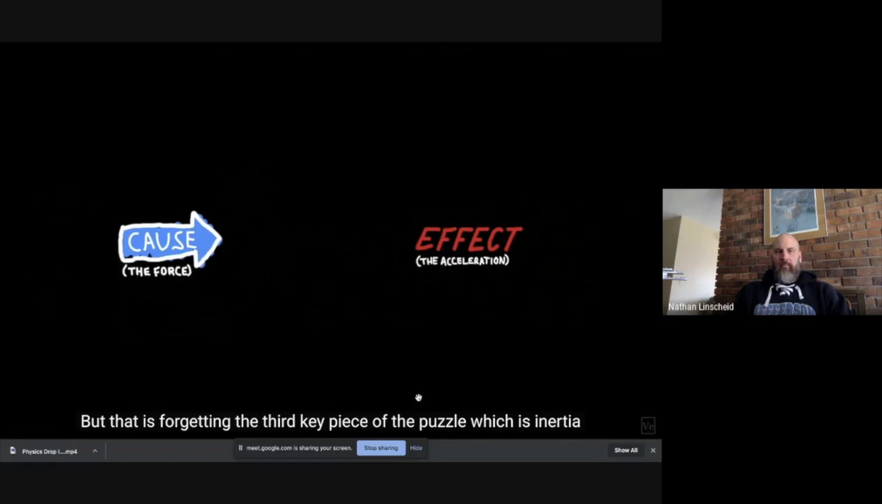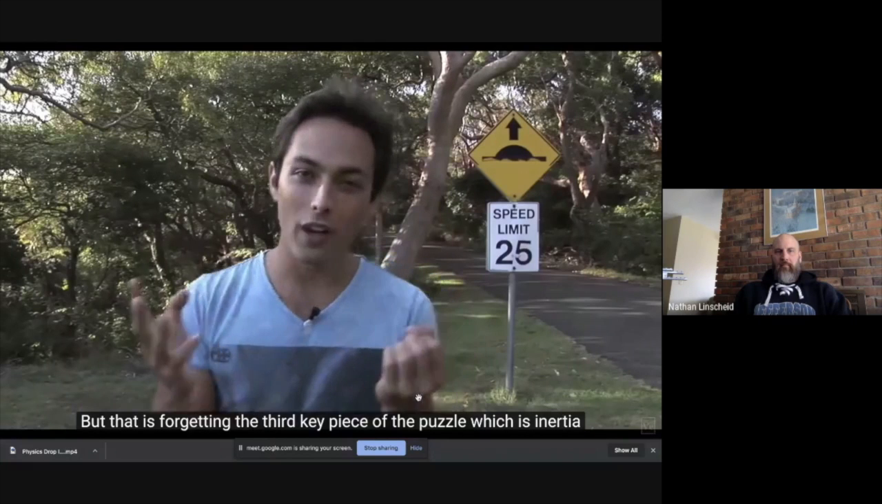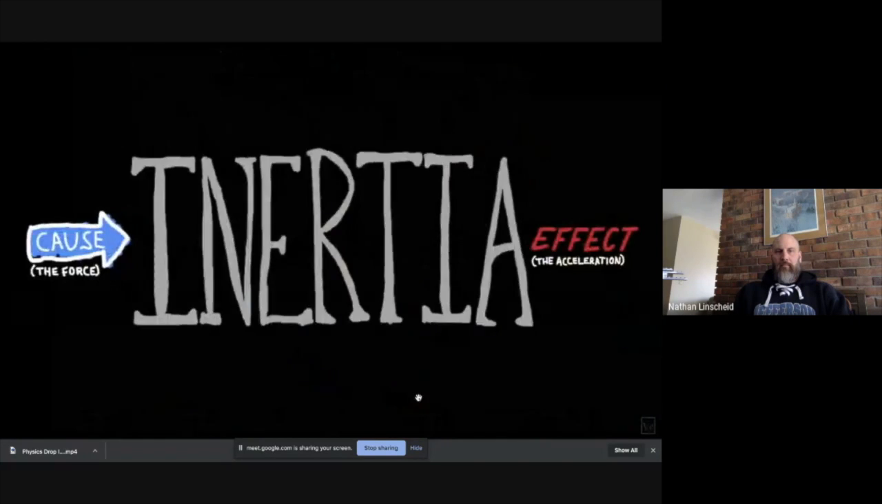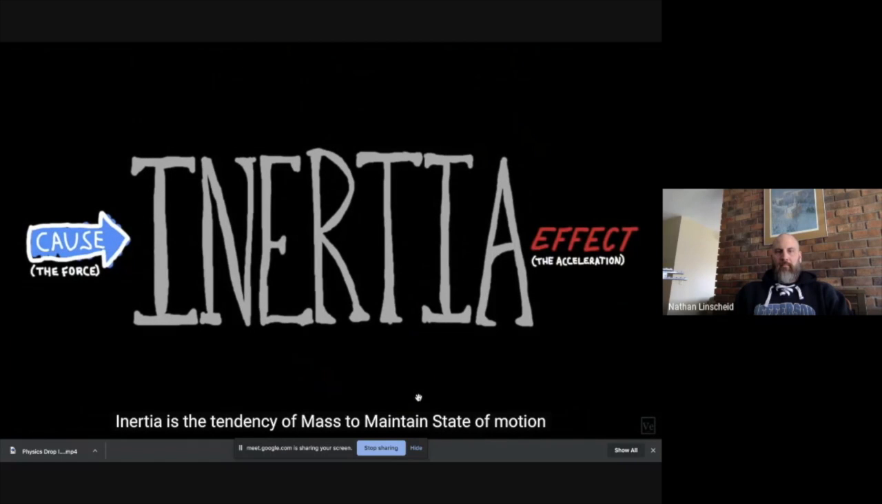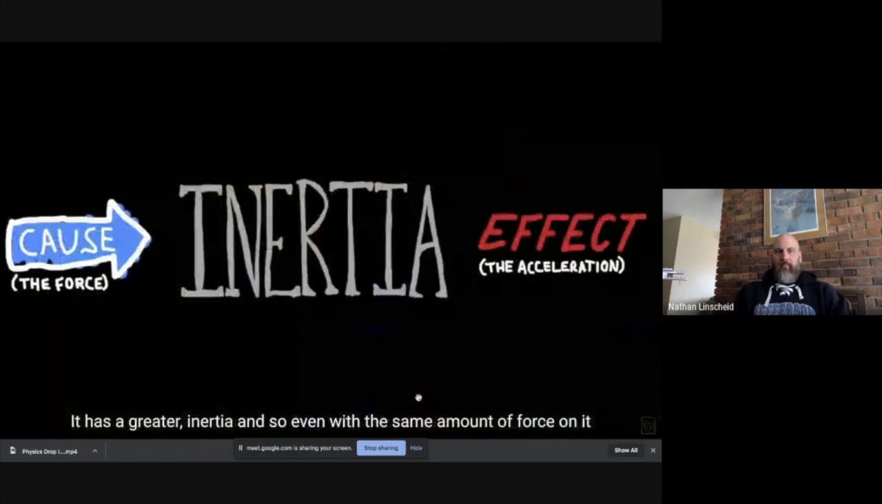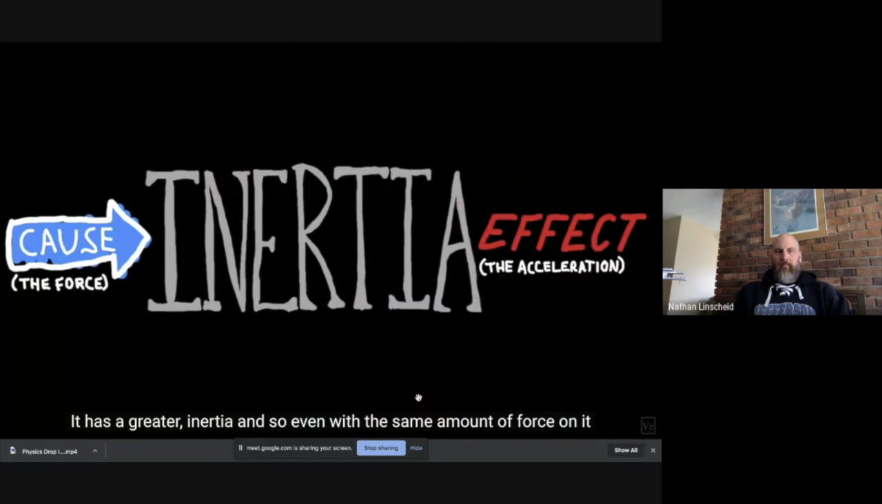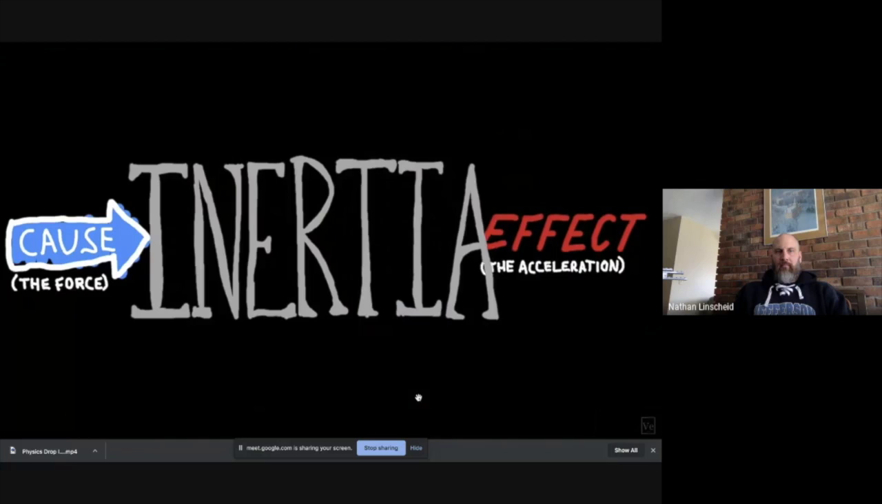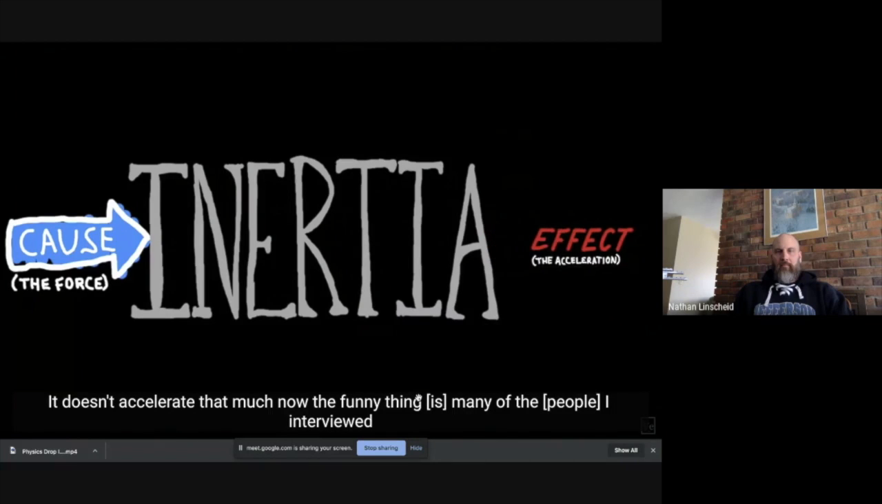But that is forgetting the third key piece of the puzzle, which is inertia. Inertia is the tendency of mass to maintain its state of motion. Since the Earth has a greater mass, it has a greater inertia. And so even with the same amount of force on it, it doesn't accelerate that much.